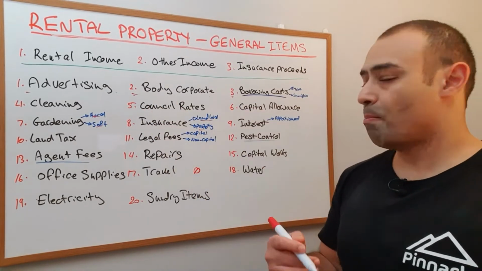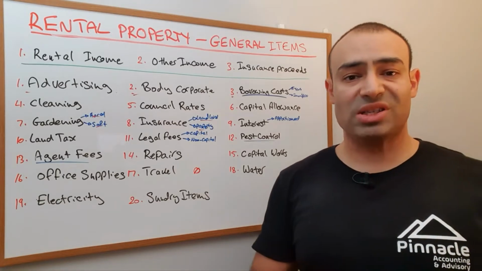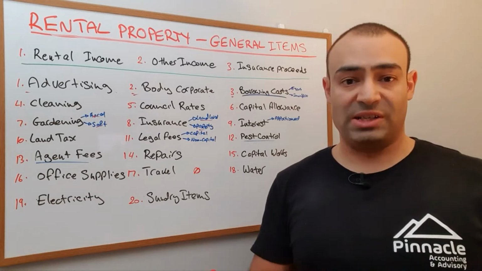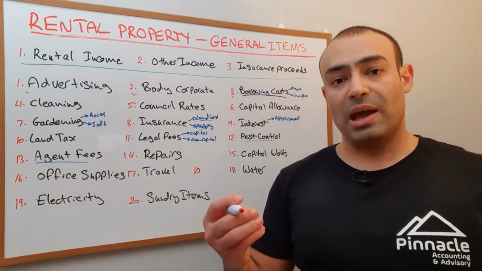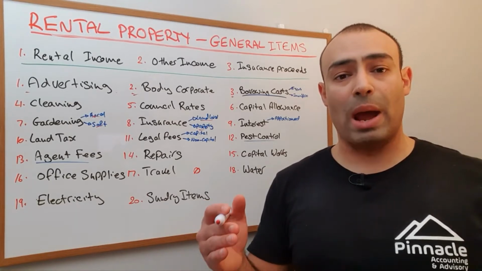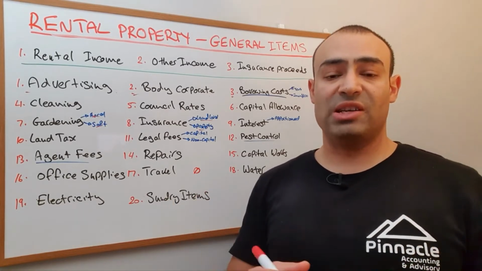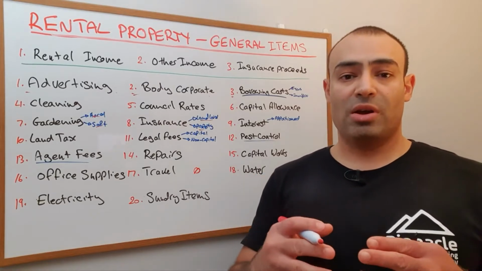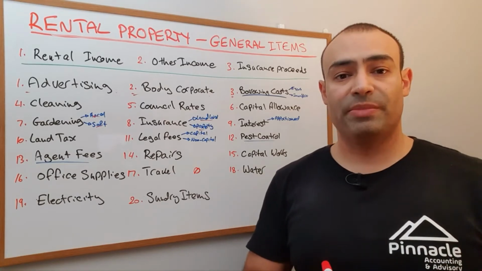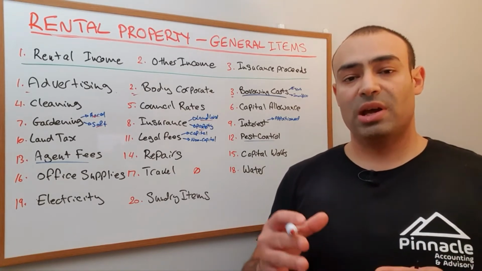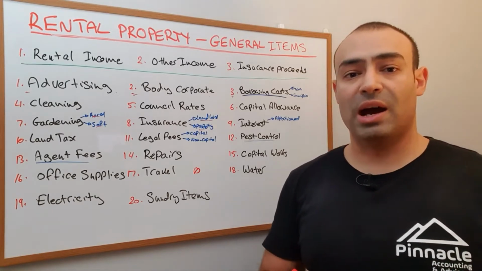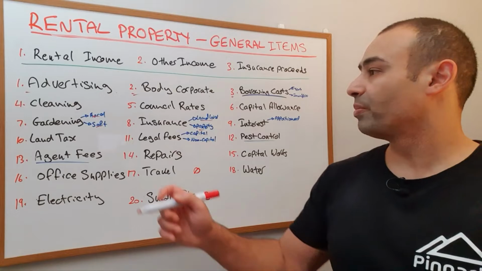Number 3, borrowing costs. Now, with borrowing costs, they're things like loan establishment fees. If the amount is over $100, then you need to amortize that over 5 years. And amortization for the 5-year period starts from the date the fee is incurred. If the amount is $100 or less, it's immediately deductible in the year in which it's incurred.